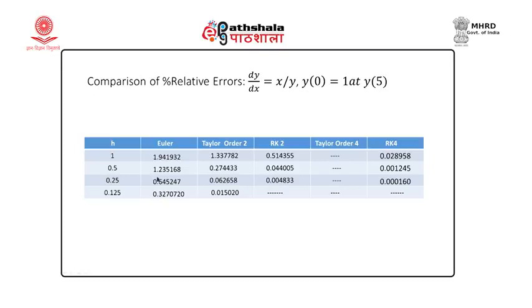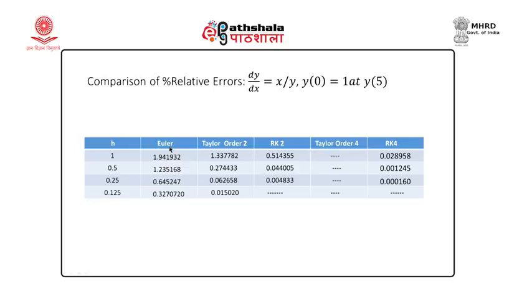Here we have also included the Euler formula in the table. With the Euler formula included, you can look at h equal to 1: 1.94% relative error, Taylor order 2 1.33, RK2 still 0.51%. We have not used Taylor order 4 for x by y, because the fourth order derivative of this function has expressions that become quite laborious and complex to implement. We have not bothered to implement it, and RK4 is 0.028, 0.029%. For 0.5, see, Euler has come down to 1.23, Taylor order 2.27, RK2 0.044 and RK4 0.001%.